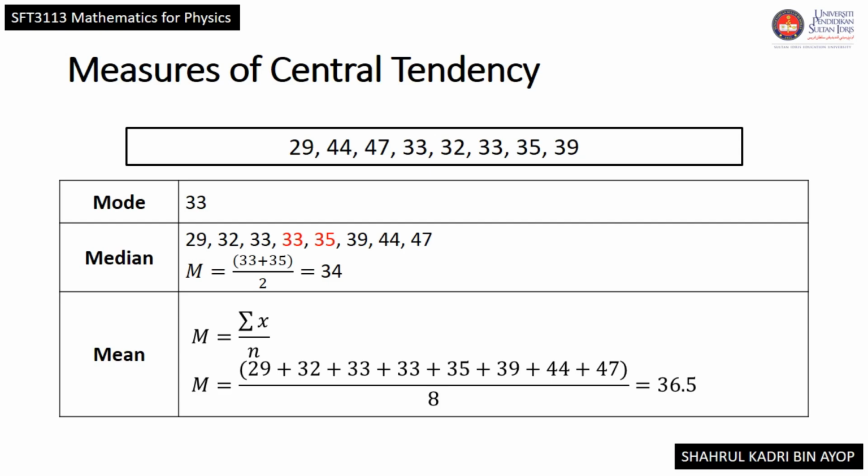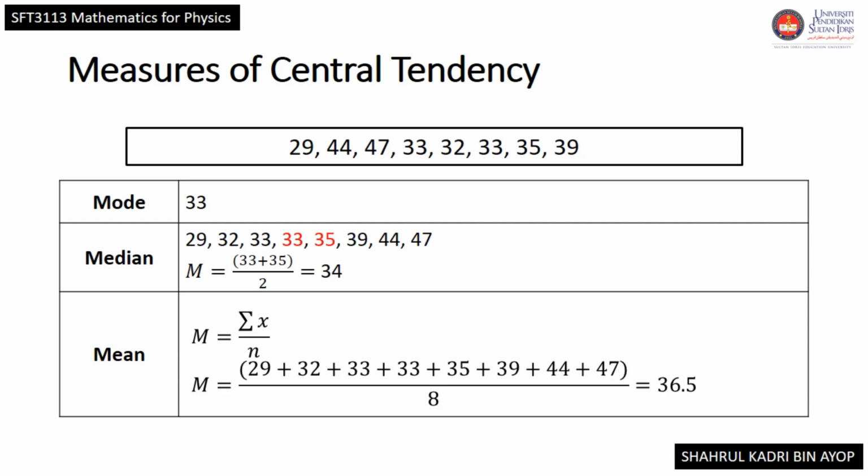Let us take a look at another example to determine mode, median, and mean. Different from the previous example, this set of data has 8 scores. And as you can see here, there are two 33s. So the mode of this data set is 33.